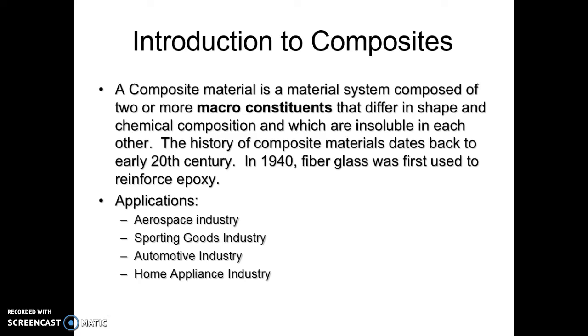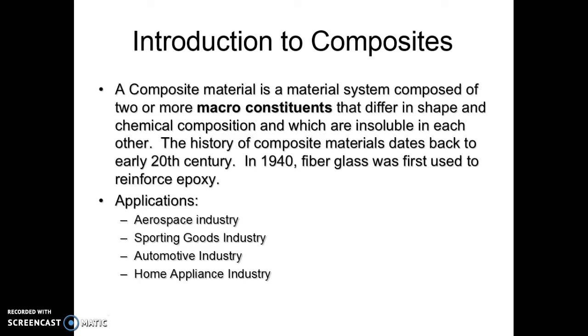An alloy we define as a mixture of two or more metals which are homogeneously mixed, whereas in a composite material we find macro constituents which are different in shape and are not completely soluble in each other; they have to be insoluble in each other. The history of composite materials dates back to the early 20th century.